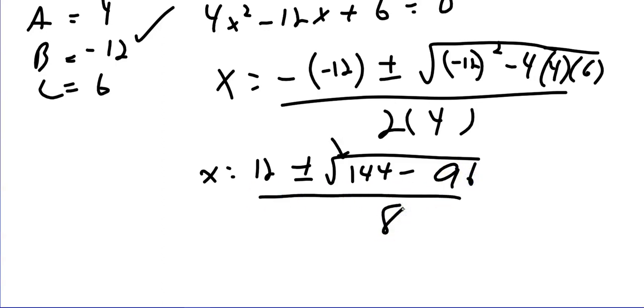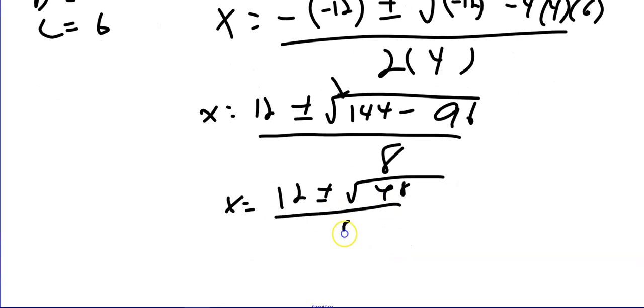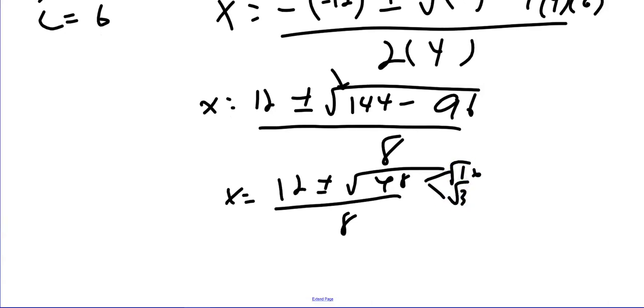all over 8. Now, 144 minus 96 is 48. So we end up with x equals 12 plus or minus the square root of 48, not negative 48, all over 8. This is going to break down. Now, 4 does go into it, but it's not the best number. We want to use 16 times 3. We want to use the biggest number possible. So that gives me x equals 12 plus or minus, the square root of 16 is 4, root 3 stays, all over 8.